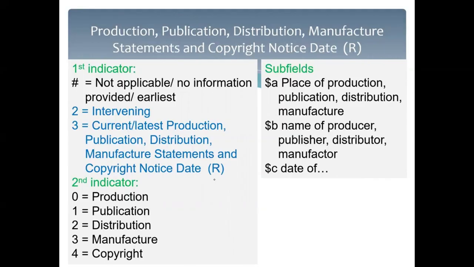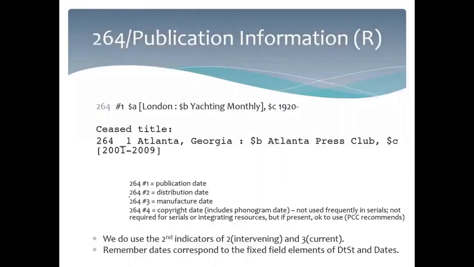If you are cataloging serials, then you should take a look at that because it has to do with where your item is in terms of that resource. Is it the current or latest? And if so, you're going to use a 3. Or is it one of the intervening ones, and then you're going to use a 2? So here's some examples of that.